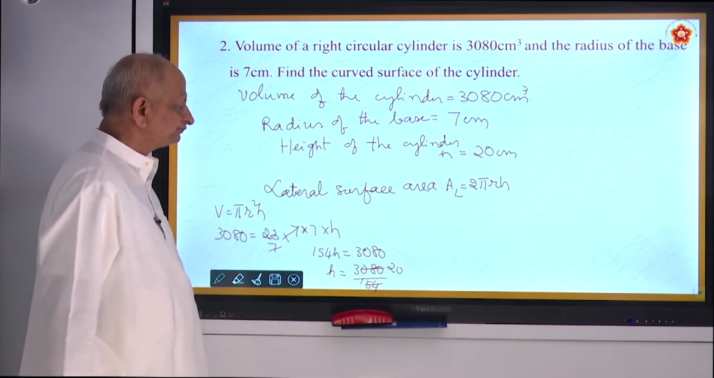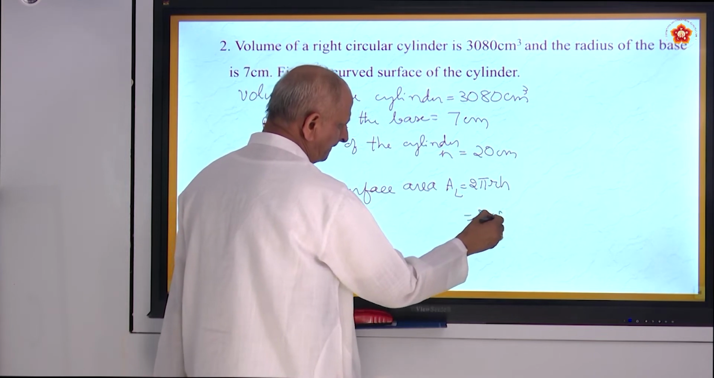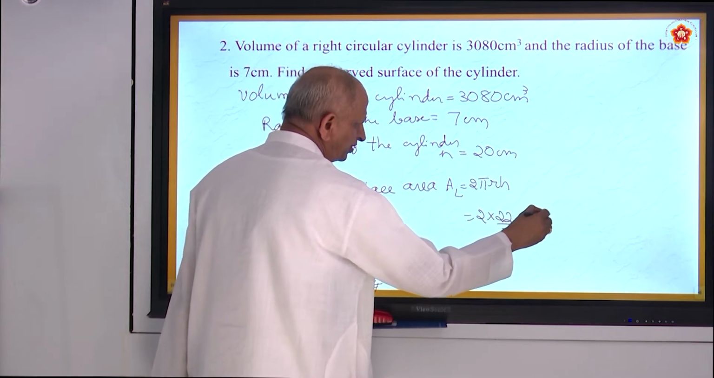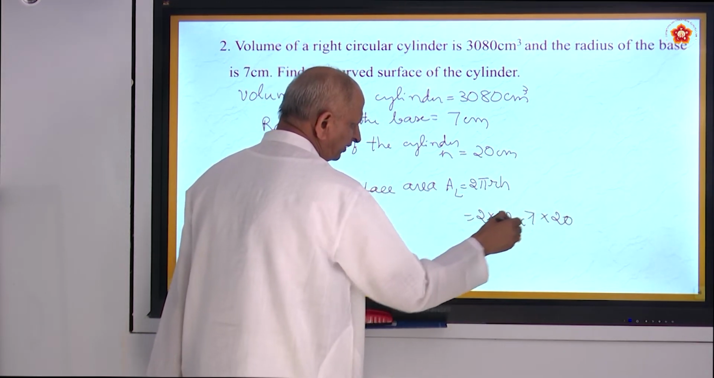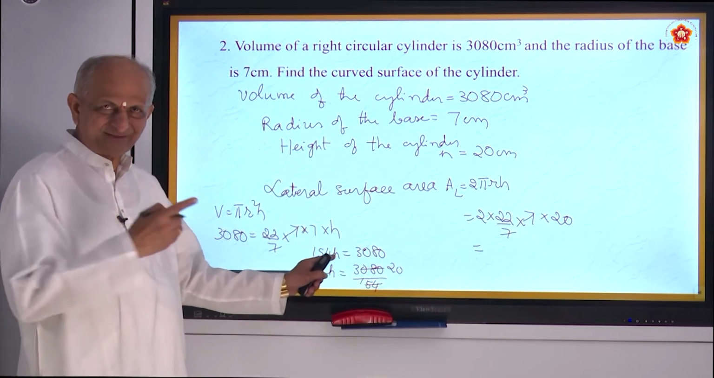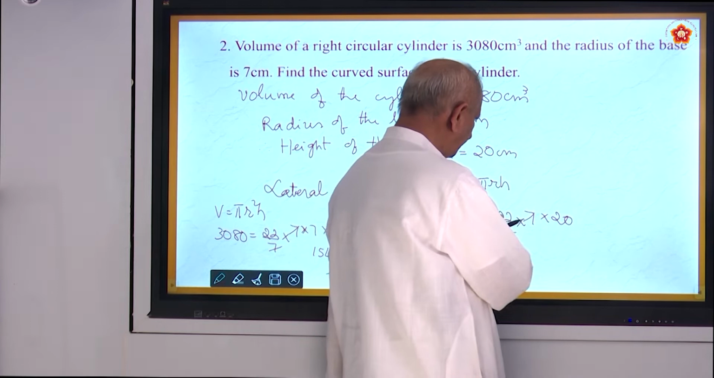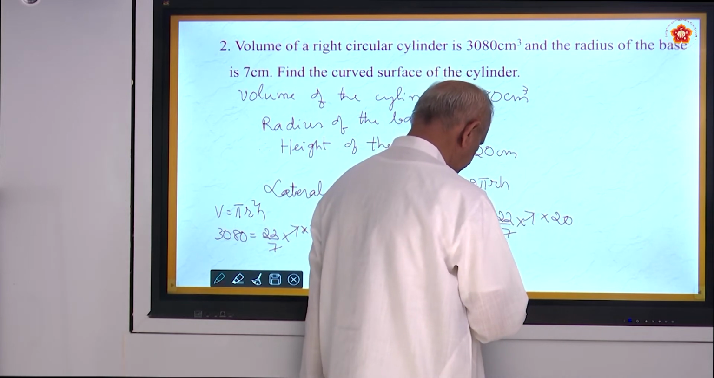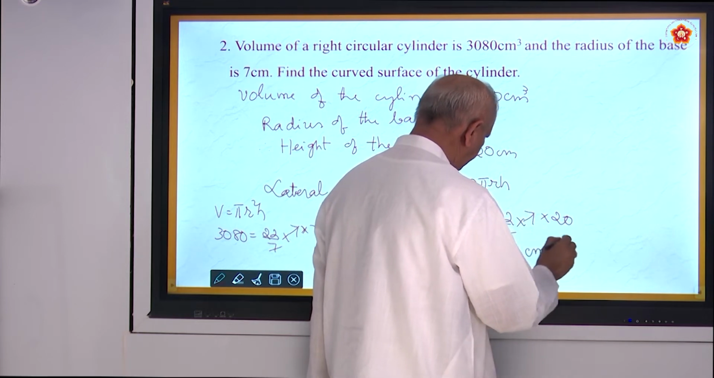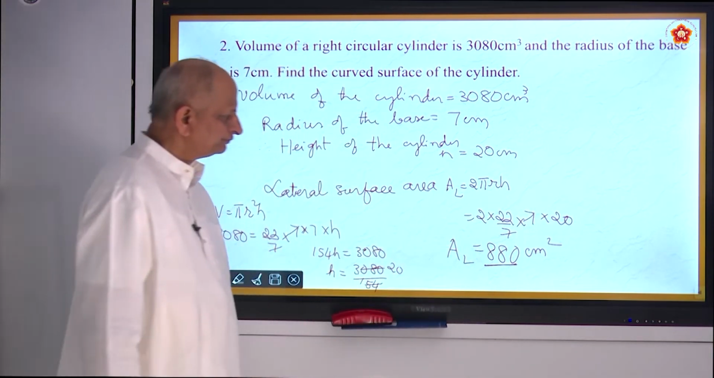Use this H. Substitute it here. 2 into pi into R into H. 7 ones are cancels. So note it down. Are you seeing it? Okay. So you have 44 into 2, 88, 880. It becomes so much of square centimeters. That is the total lateral surface area. We call it as AL.